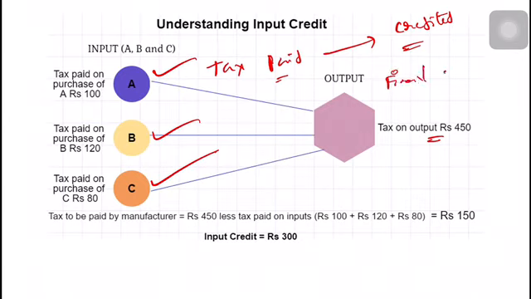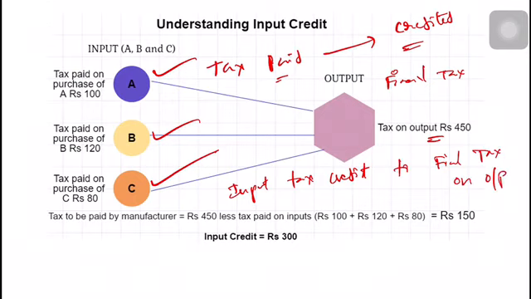It is there in the name itself: the tax paid on input will be credited to your final tax on output. Whatever tax you have paid on the inputs will be deducted from the final tax on your output. Are you understanding the point? So that is called input tax credit.